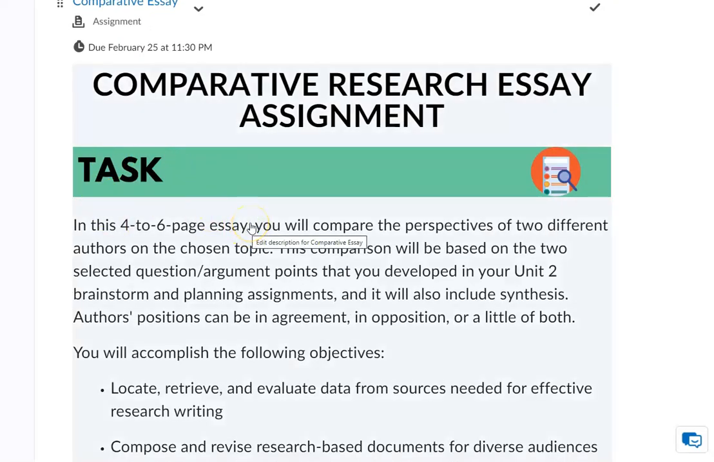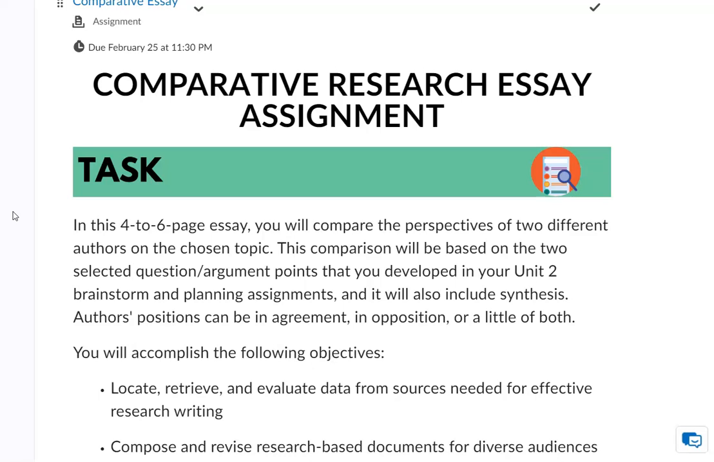The planner is going to help you write this essay, and then you also want to think about the comments that I made as well. For the essay, this is going to be a 4 to 6 page essay where you're comparing the perspectives of two authors on the chosen topic. This comparison will be based on the 2 questions or argument points that you developed in your brainstorming and planning assignments, and it's also going to include the synthesis question.